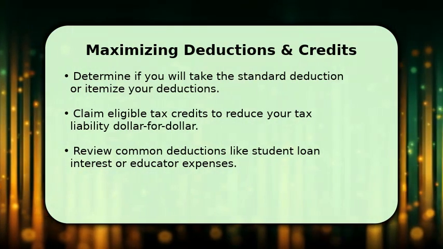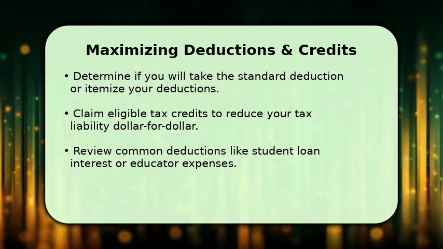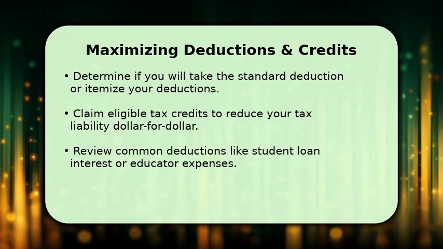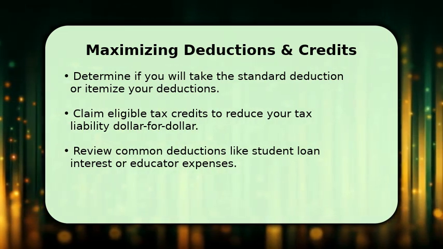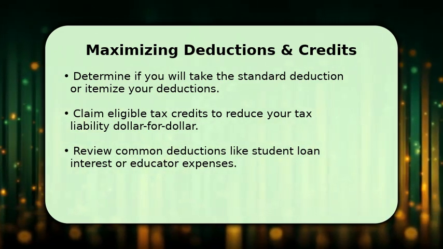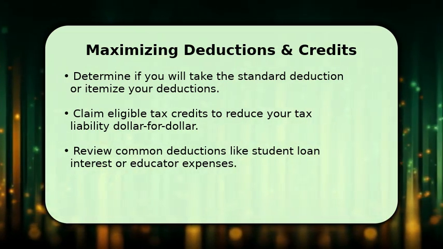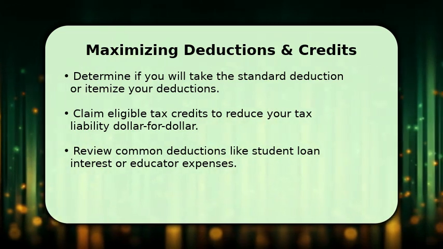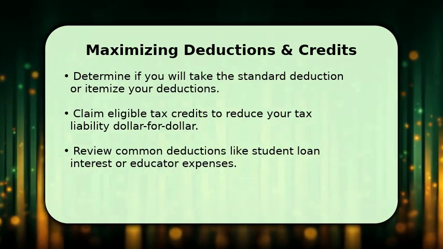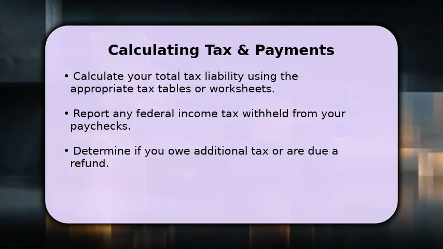Next, it's time to maximize your deductions and credits. Decide whether to take the standard deduction, which is a fixed amount, or itemize if your eligible expenses exceed that. Remember, tax credits directly reduce your tax liability dollar for dollar, which is incredibly beneficial. Look into common deductions such as student loan interest, educator expenses, or contributions to an individual retirement arrangement to lower your taxable income. Finally, let's calculate your tax and payments.